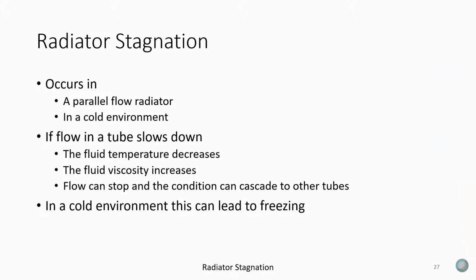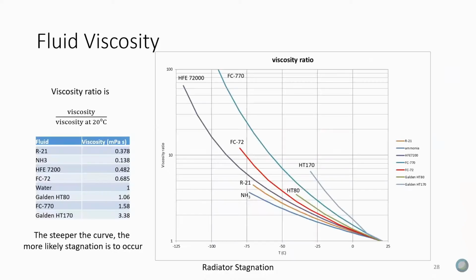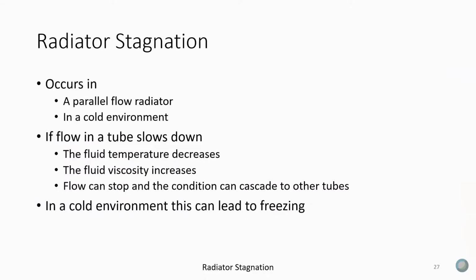And early on, our design for Orion did use a single loop with water propylene glycol, but because of the behavior of water propylene glycol, there was a bear of a time dealing with stagnation. The radiator was really prone to stagnation, and so they ended up switching back to a two-loop system.